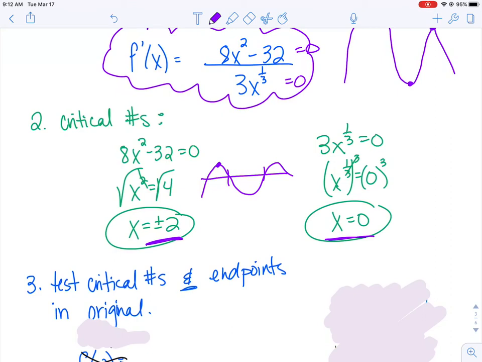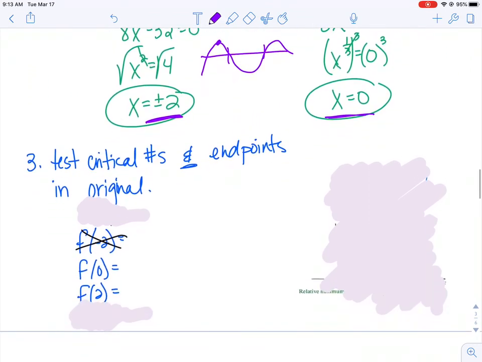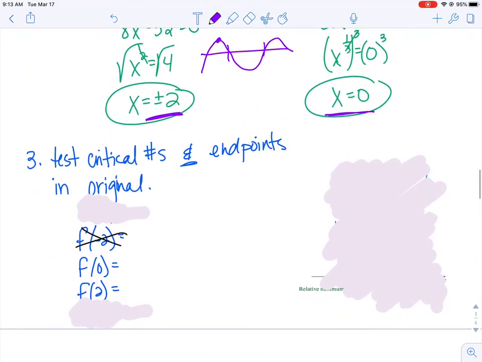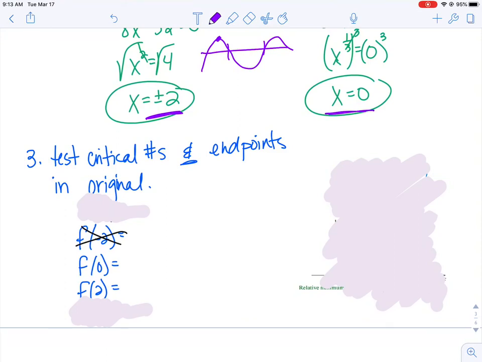Because we're more curious today about how high they are, what we're going to do now is take all of these critical numbers and plug them into our original. Because if I plug it into my original, that tells me exactly where I'm at, and so then I can compare which one is the highest and lowest. So I'm not really concerned with increasing and decreasing. I'm more concerned right now with who's the highest and the lowest, where it's at in the original.